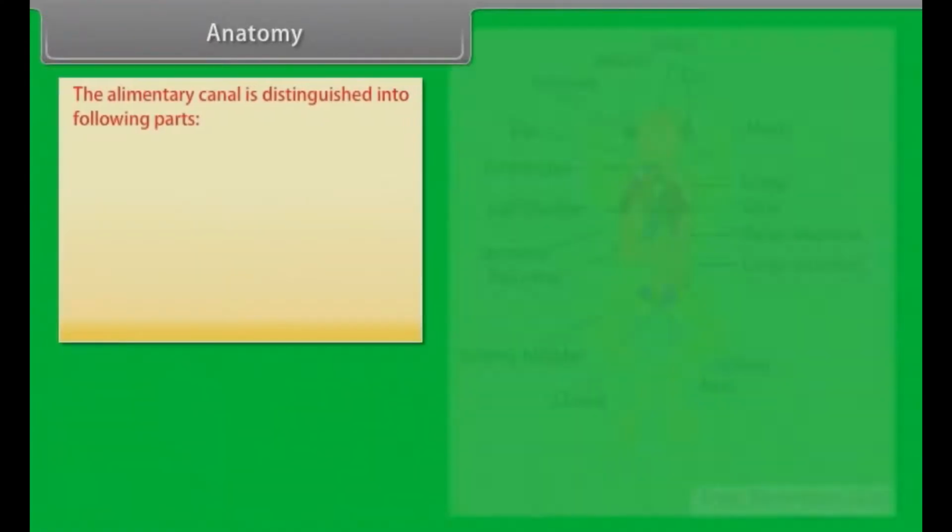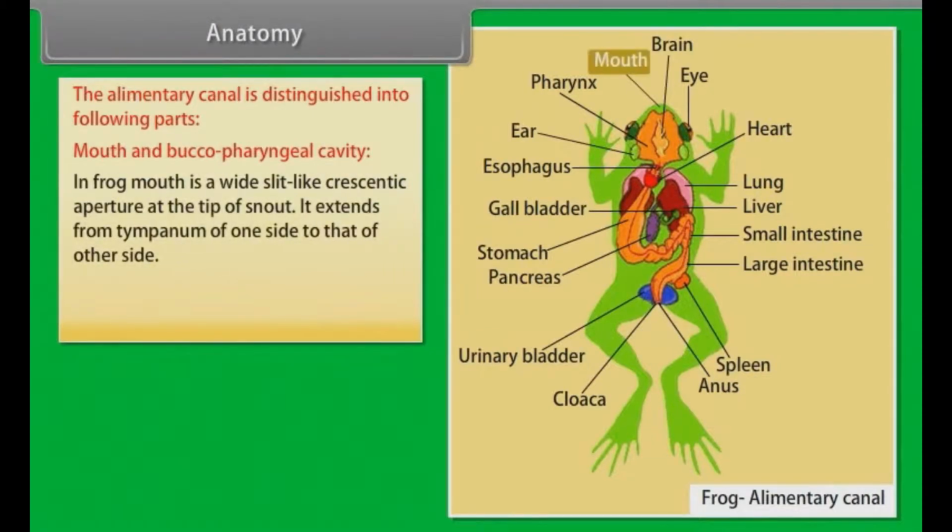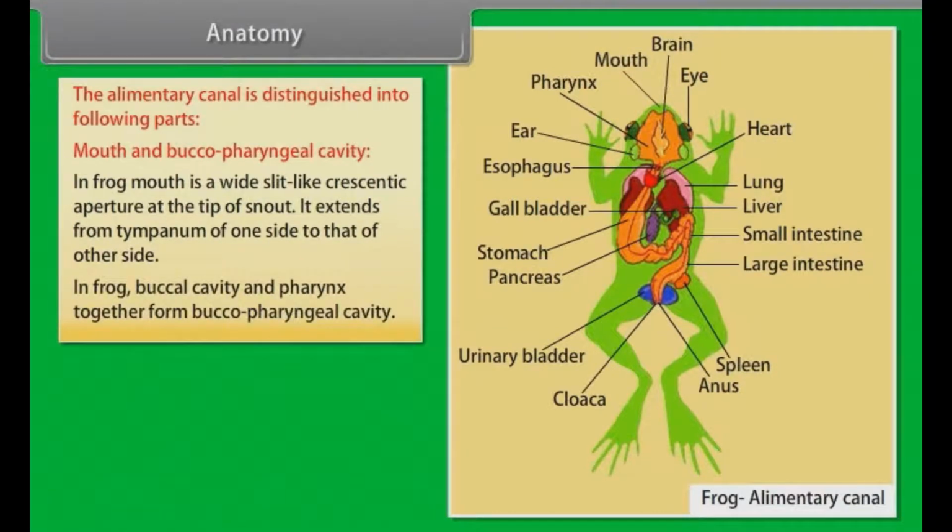Anatomy. The alimentary canal is distinguished into the following parts: mouth and buccopharyngeal cavity. In frog, the mouth is a wide slit-like crescentic aperture at the tip of the snout. It extends from the tympanum of one side to that of the other side. In frog, buccal cavity and pharynx together form the buccopharyngeal cavity.